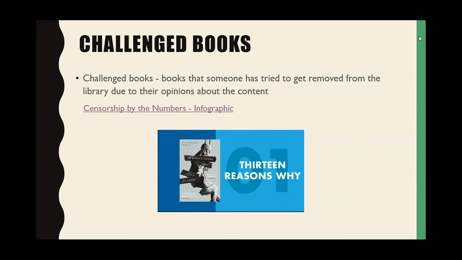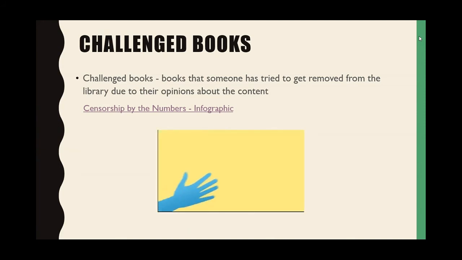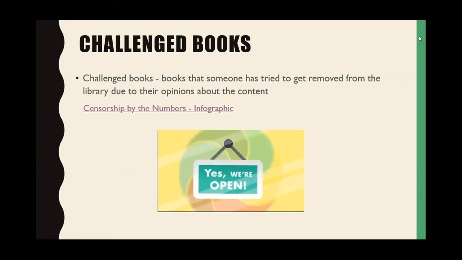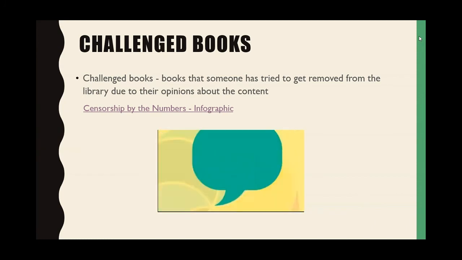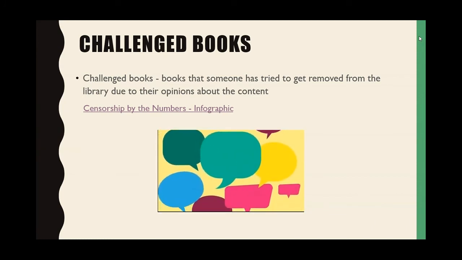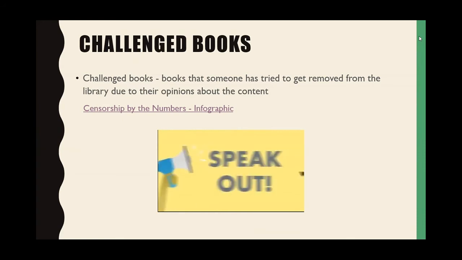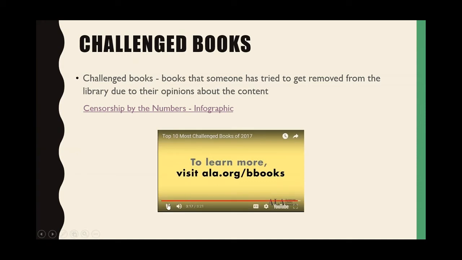And the number 1 banned book in 2017 was 13 Reasons Why, by Jay Asher, because it discusses suicide. Now more than ever, readers need to come together and not be afraid of ideas that challenge us. We need to advocate for libraries that open doors to a vivid array of diverse viewpoints, even ones that might make us uncomfortable. Your words can combat the silencing of stories and attacks on your freedom to read. Raise your megaphone and speak out for banned books. To learn more, visit ala.org/bannedbooks.